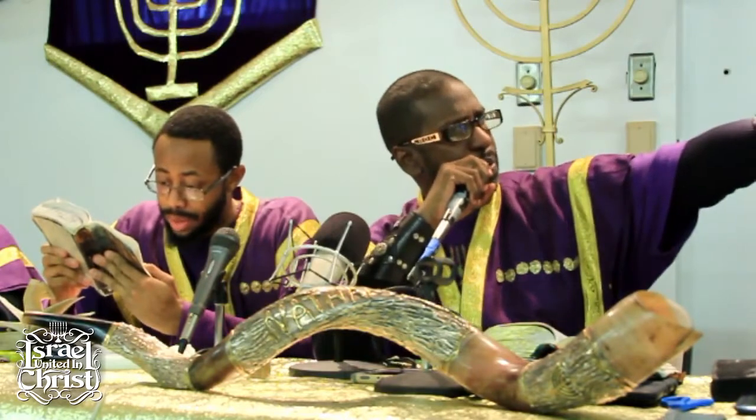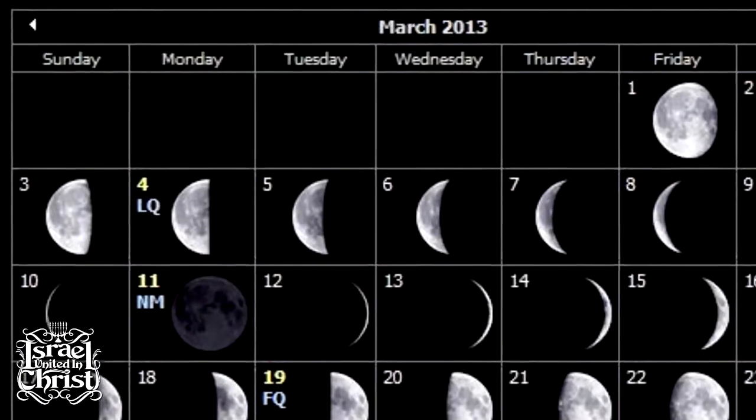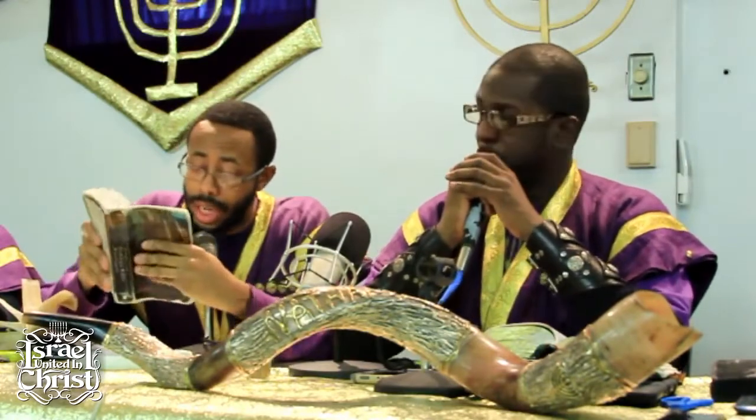All right, so the new moon that fell during this month is when the beginning of the year started. When was the last new moon for March? The 11th. Right, the evening of the 11th. So that was the beginning of God's new year. Tell them where you're reading from. This is the Zondervan Bible Dictionary.